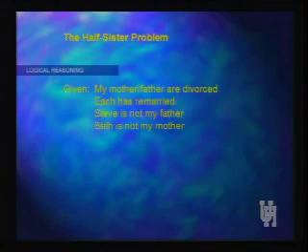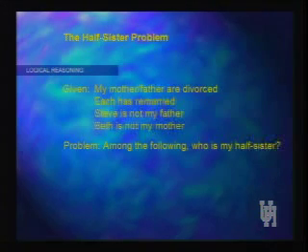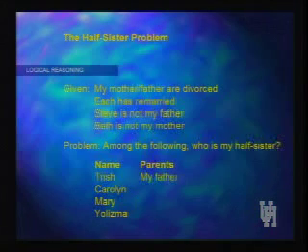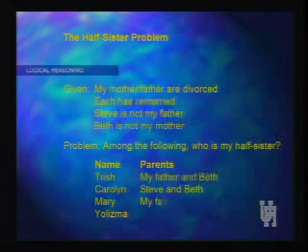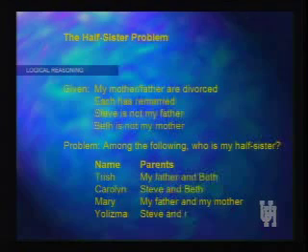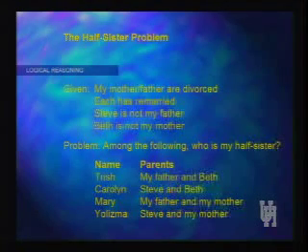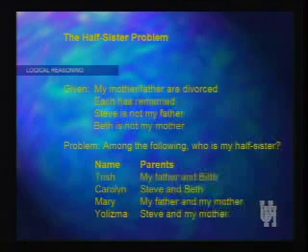So here are the same conditions that I just spelled out for you. Now let's look at each of the following. The problem is, among the following, who are my half-sisters? Each individually, which of the following is a half-sister of mine? We've got Trish, whose parents are my father and Beth. Carolyn, whose parents are Steve and Beth. We've got Mary, whose parents are my father and my mother. And Yulisma, whose parents are Steve and my mother.